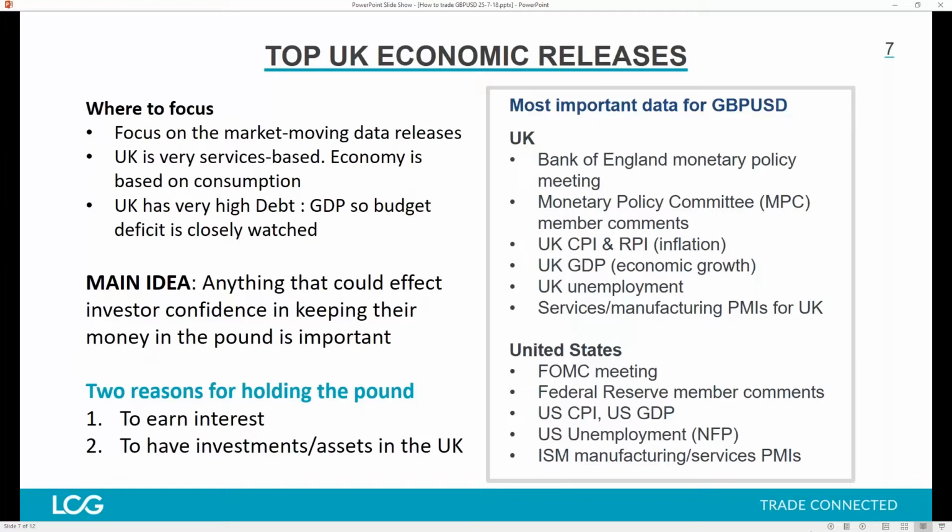So obviously, when you're talking about the pound dollar, let's have a little chat about the UK economic releases. So where to focus? Focus on the most market-moving data releases. If you're trading the news, most news doesn't make a material effect on the market. So you've got to focus on the big ones, and you've got to have an understanding of how the UK economy works. So, for example, don't put a lot of emphasis on manufacturing data because the UK is very service-based.